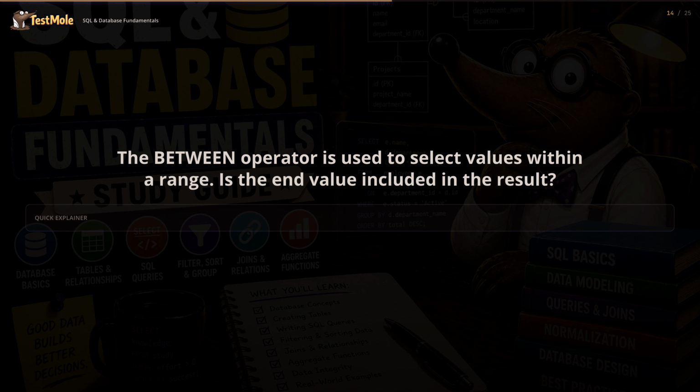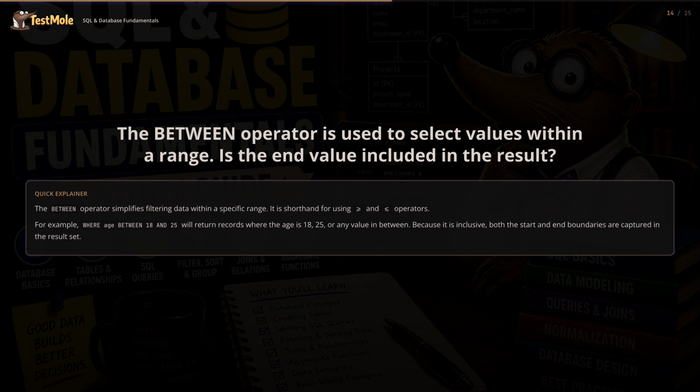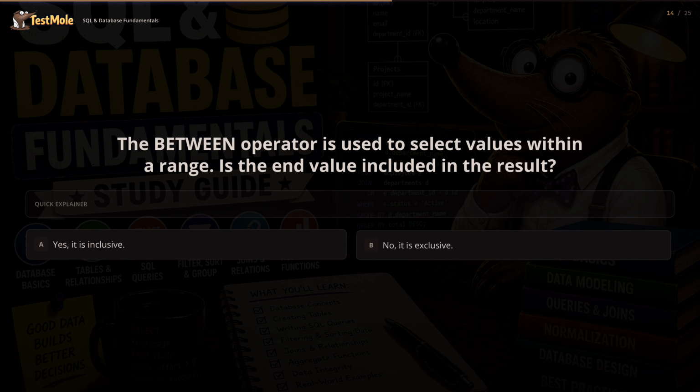The between operator is used to select values within a range. Is the end value included in the result? The between operator simplifies filtering data within a specific range. It is shorthand for using the greater than or equal to and less than or equal to operators. For example, where age between 18 and 25 will return records where the age is 18, 25, or any value in between. Because it is inclusive, both the start and end boundaries are captured in the result set.